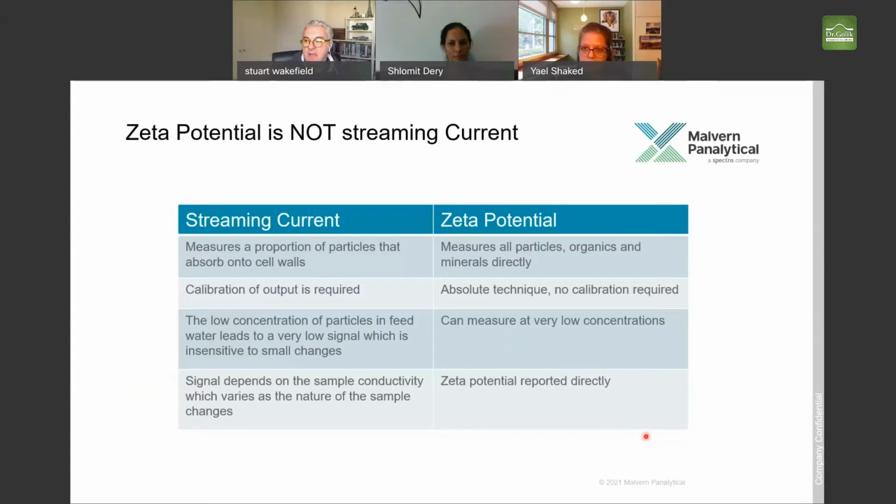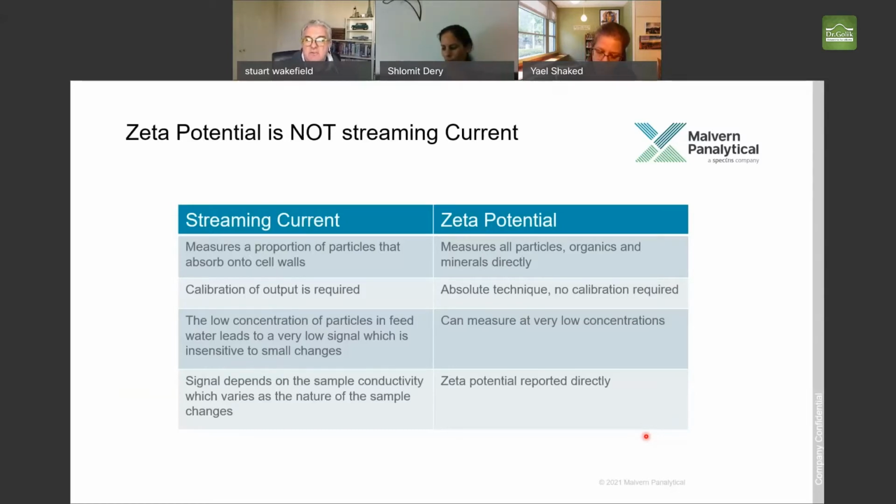We're only measuring a small amount of the particles that absorb onto the walls of the current. The concentration of particles very often gives very low signals, so is one of the reasons why we don't have high sensitivity. And of course, the signal you get will depend upon the conductivity which is present in the sample that you are measuring. Zeta Potential really addresses all of those problems.